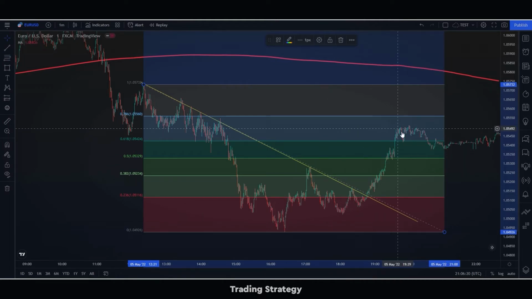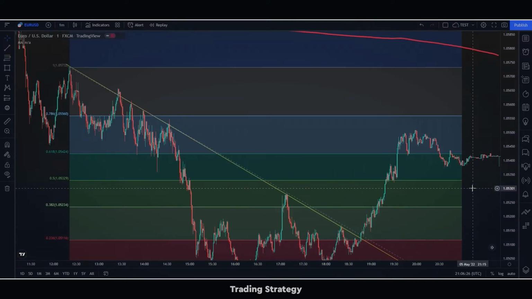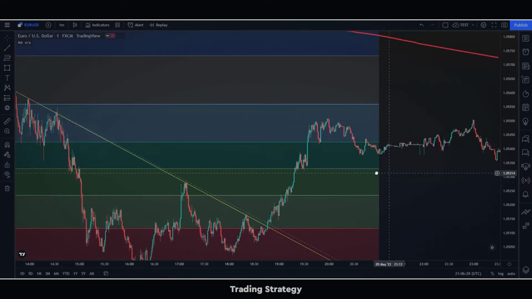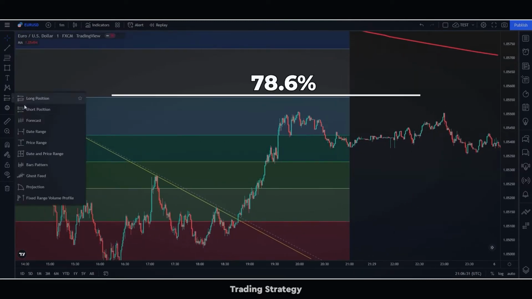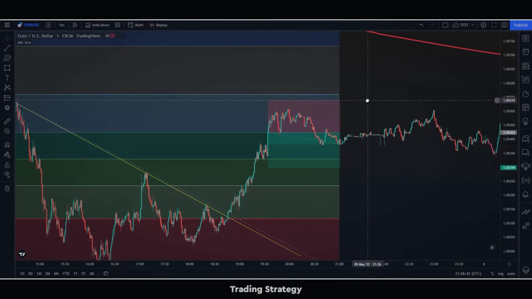To place the sell trade, we will wait for the price to touch the 61.8% Fibonacci level. If the price touches it, we will carry out the operation. We will put the stop loss almost reaching the 78.6% area and the take profit in a risk-benefit ratio of 2 to 1, that is, twice what we put our stop loss.